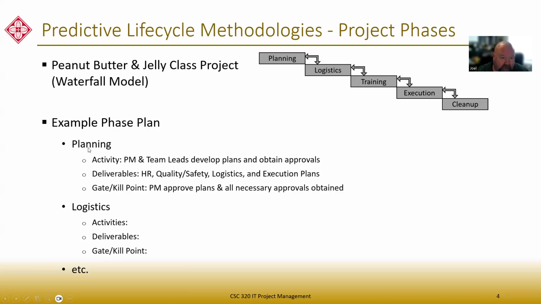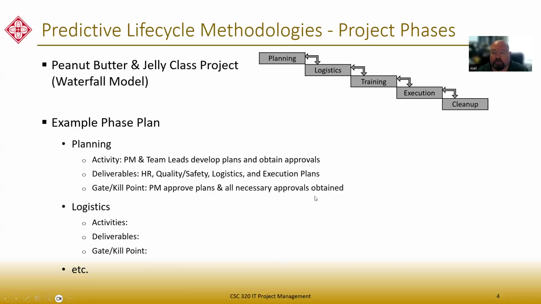Now I've described what actually is going on in that phase. What are the deliverables? Well, the HR, quality and safety, logistics, and execution plans are created. So what's the deliverable? All those plans. What's the gate or kill point? Well, the project manager, me, I have to approve each of the plans and all the necessary approvals that were obtained. So if all the plans are satisfactory and the approvals were gained, now I can say we're done with the planning. If this is not true, then we're not done with the planning and we have to go back and either correct the work or maybe kill the project.